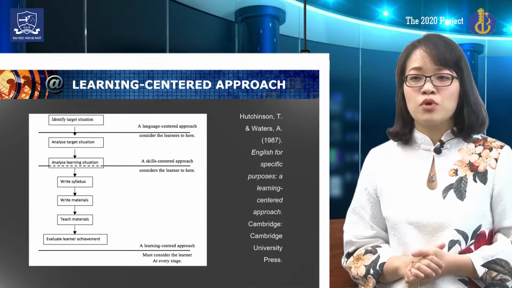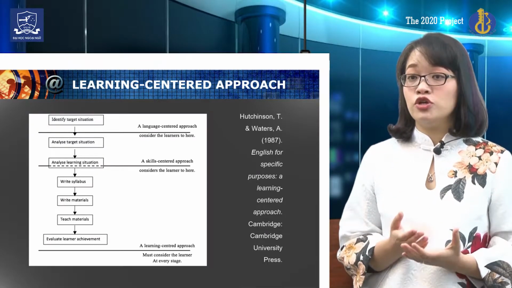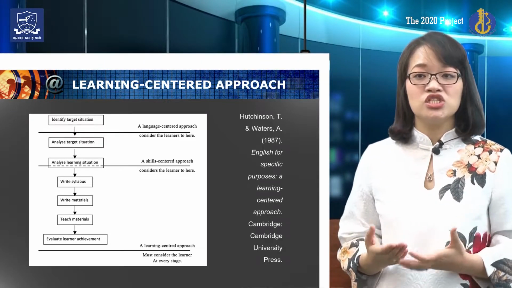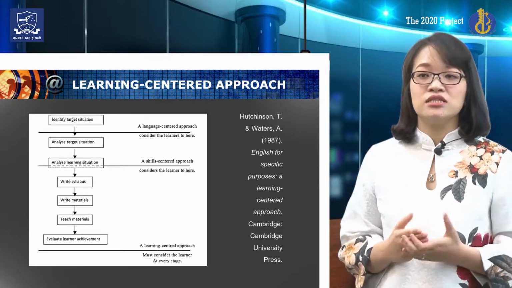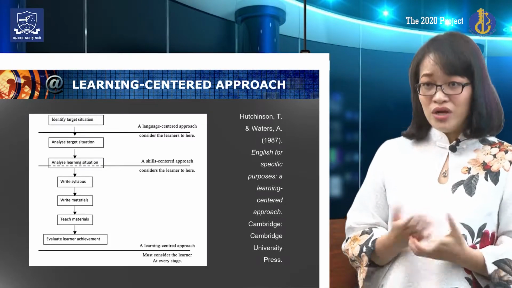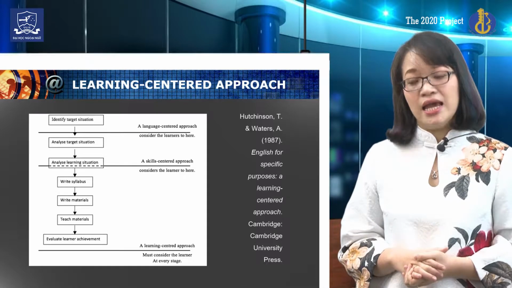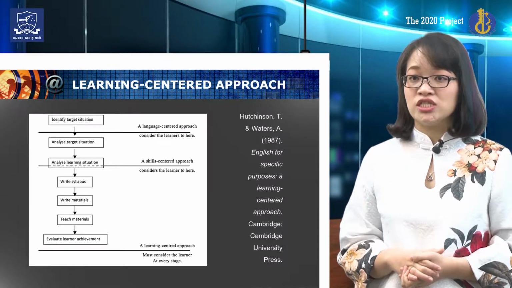However, this approach does not fully take the learners into account because it still makes the ESP learning situation dependent on the target situation. In other words, learners are used to identify and analyze the target situation needs.